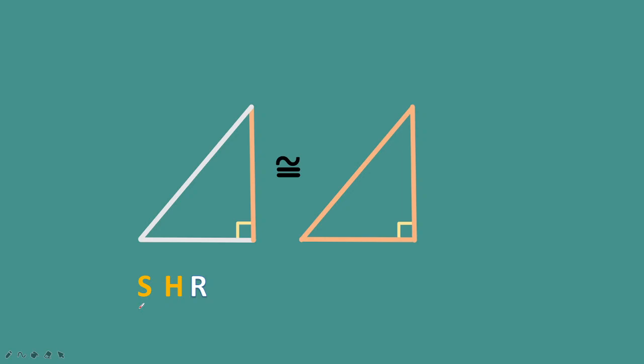But SHR doesn't sound good. So I will just reverse it. I'll put the H here and put the S here, and we get RHS. That sounds a little nicer. So RHS. R stands for right angle, H stands for hypotenuse, S stands for side. It could be any of the other two sides.